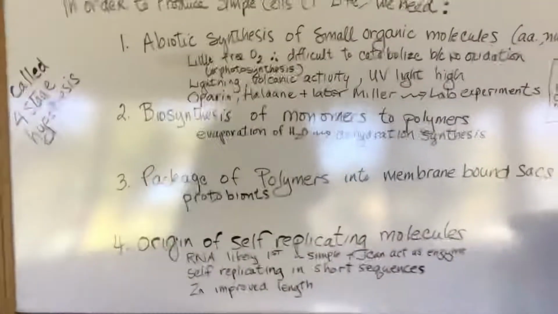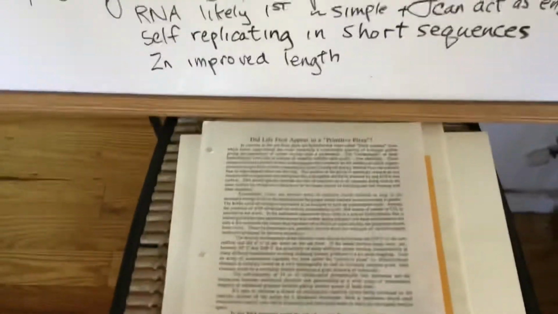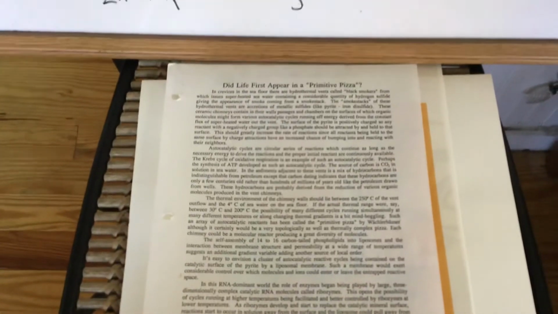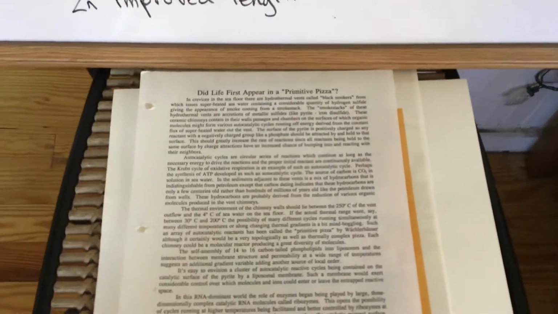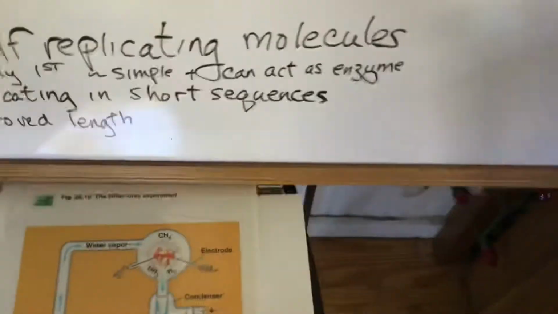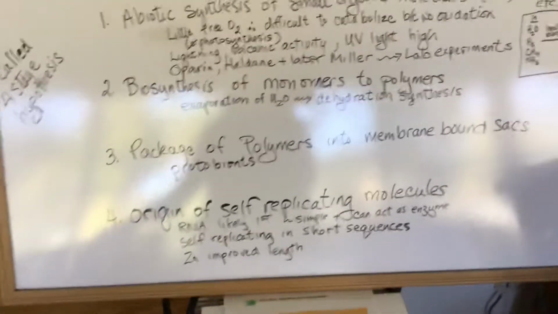At this point, I want to mention that you might want to read both of the two handouts that I gave you. One looks like this. It's called "Did Life First Appear in the Primitive Pizza?" So that's just talking about some ways. And then the other one was the cartoon history one that I gave you. So just check those out.